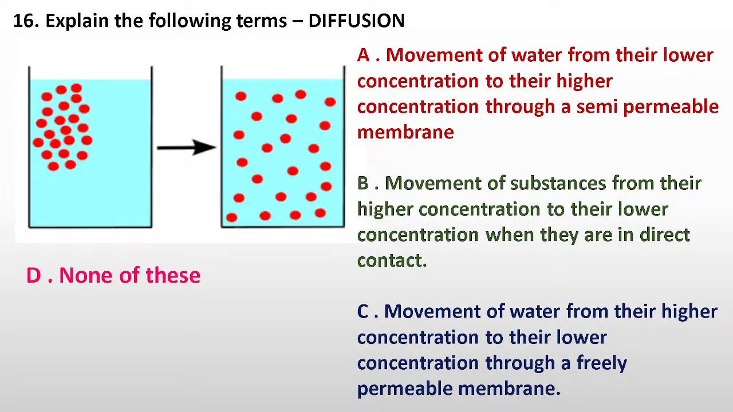So the correct answer for this question is B. Movement of substances from higher concentration to lower concentration when they are in direct contact is called diffusion. Going ahead, question number 17.